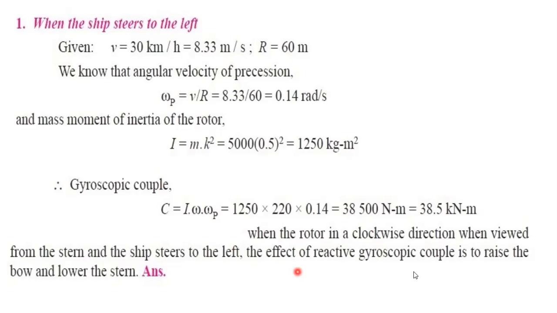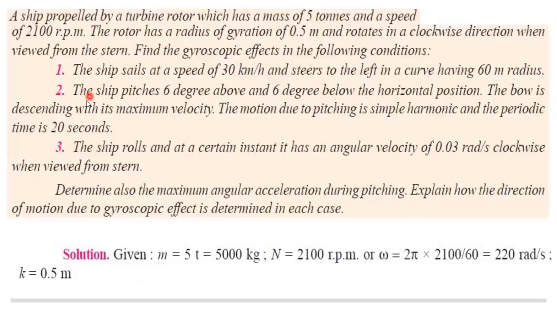The effect of reactive gyroscopic couple is to raise the bow and lower the stern. Second condition, the ship pitches 6 degree above and 6 degree below the horizontal position. So the pitching angle they have given. The bow is descending, which means the bow is getting downwards with its maximum velocity. The motion due to pitching is simple harmonic and the periodic time is 20 seconds. So the time period they have given.